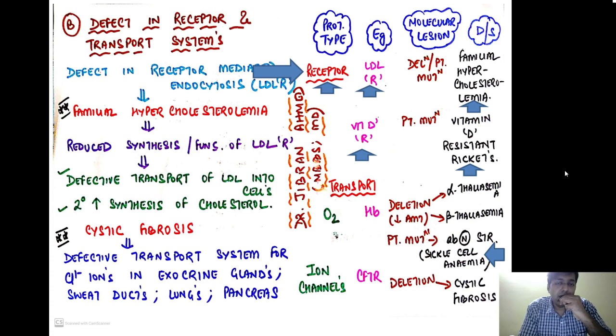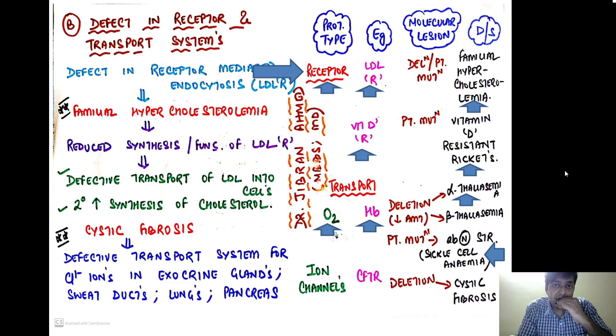Now let us see the defects in the transport system. We know oxygen is one of the very important components and it is essential for survival. Whenever there is a defect in the hemoglobin, which is known for carrying oxygen, either because of deletion of certain chains of hemoglobin, it might lead to a condition called thalassemia. There are two types, alpha and beta thalassemia. And secondly, there can be certain point mutations which can lead to an abnormal structure of the hemoglobin, leading to sickle cell anemia. So there are two things: deletions leading to decreased amount of hemoglobin, that is thalassemia, alpha and beta, or point mutations leading to a defective hemoglobin structure. An example is sickle cell anemia.